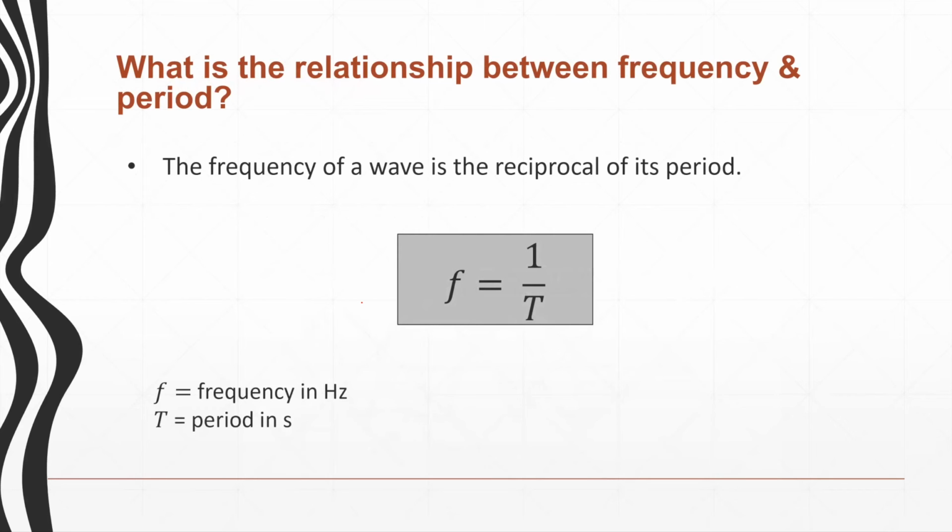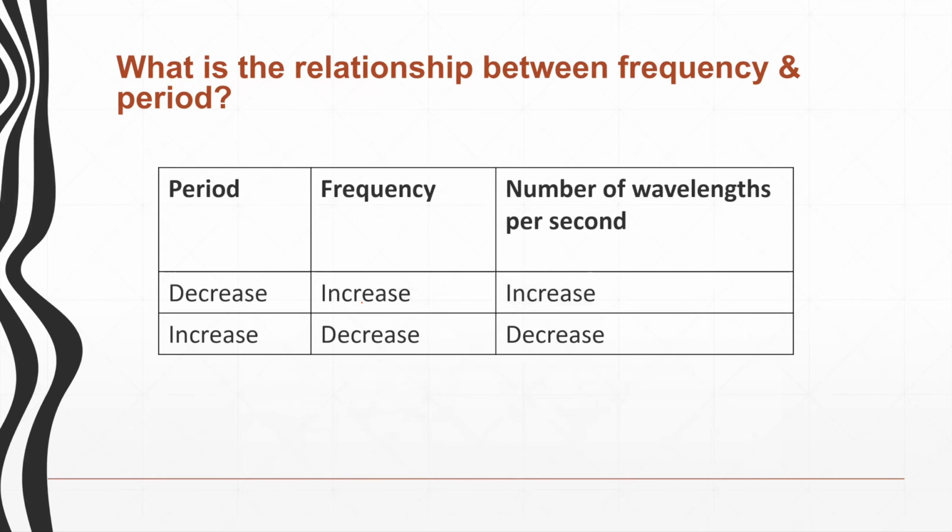Okay, so the calculation is here. Frequency is 1 over period. So when period decreases, frequency increases, and the number of waves will increase. That means this is the number of waves. So if you have a long period, then the frequency will drop, then the number of waves will drop.